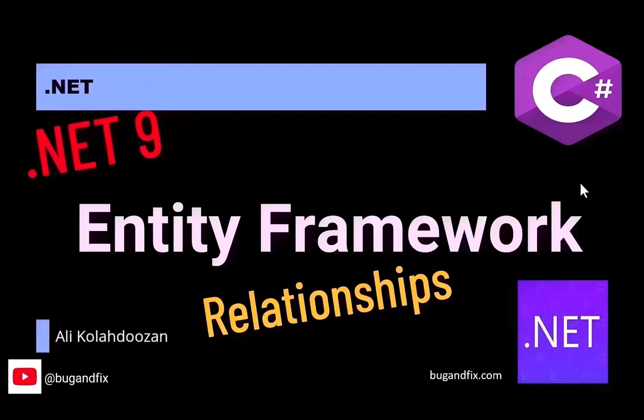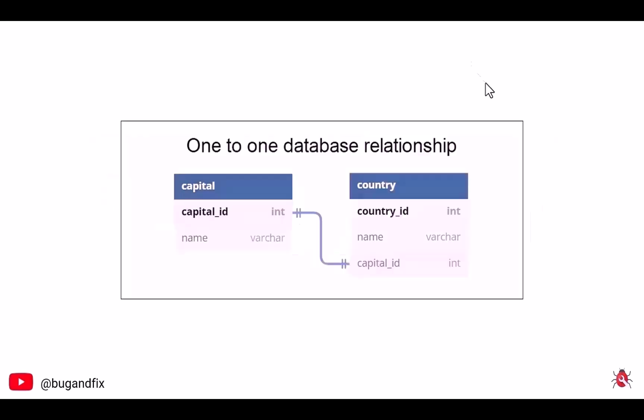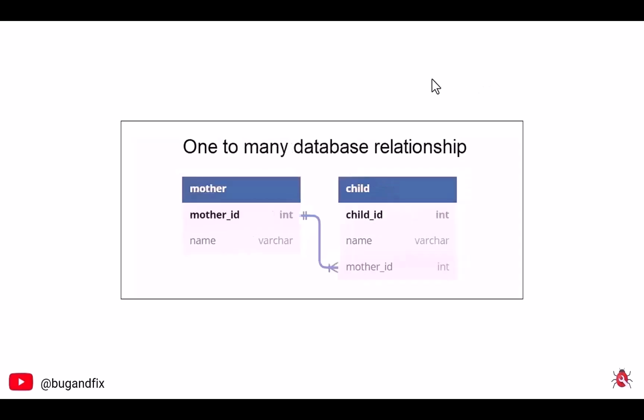A relational database implements three different types of relationships: one-to-one, one-to-many, and many-to-many. Since a country has normally just one capital city, the relation between the country table and the capital table is a one-to-one relationship. An example of a one-to-many relationship is the connection between a mother and children. A mother can have many kids, but every child belongs to one mother only.